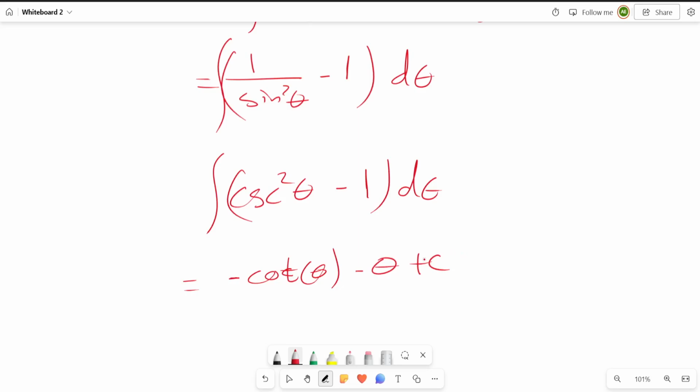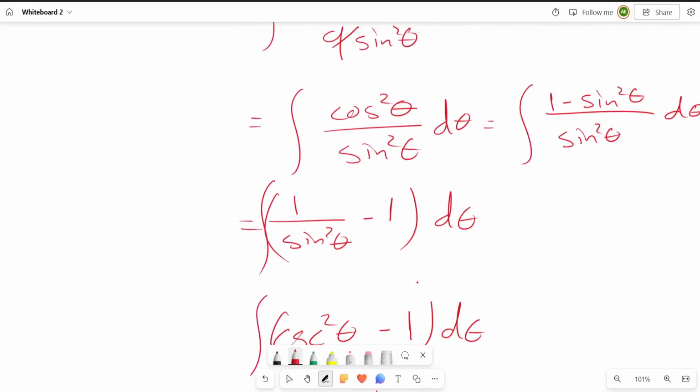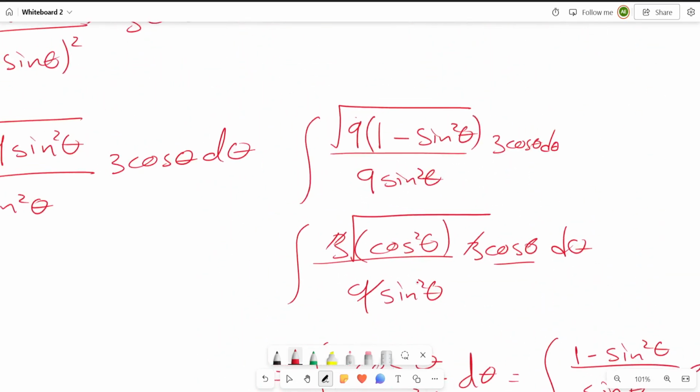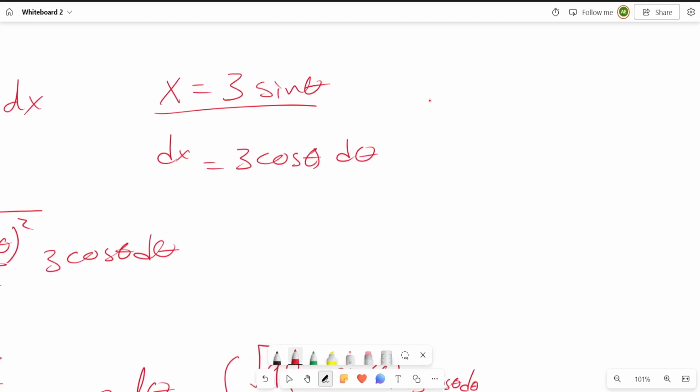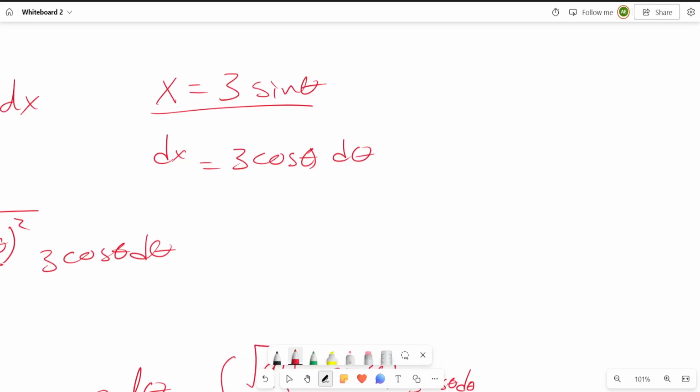So now the integration is done. However, it's in terms of theta. We need to bring it back to x. So let's go back to the original substitution, which said that x equals 3 sine theta. From here, I can say that sine theta equals x over 3, right?